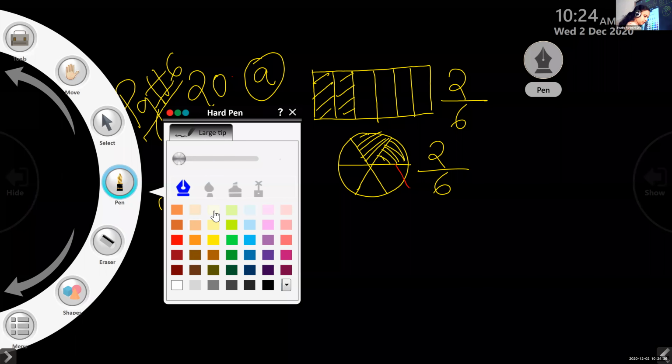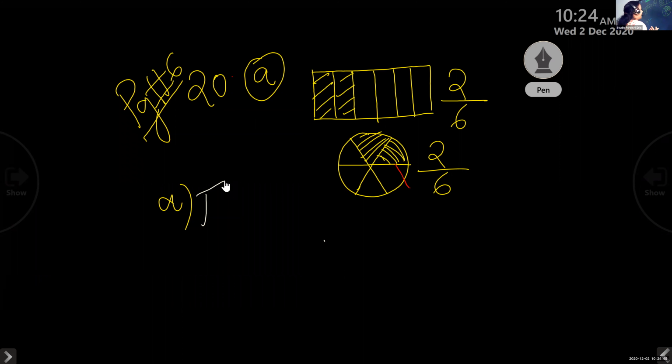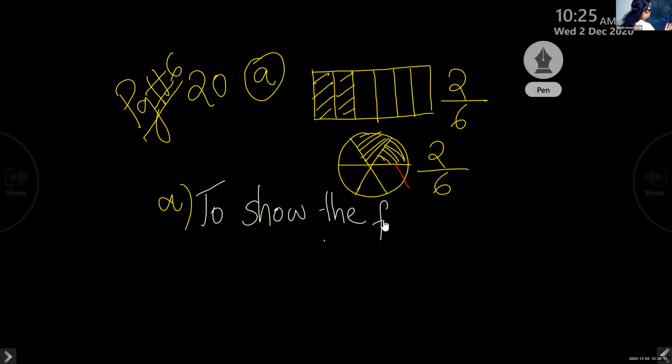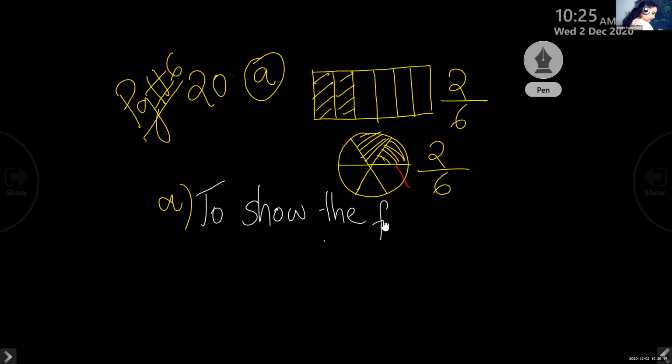To show the fraction 2 by 6, what we have done: first we have divided the figure into 6 equal parts. After that, we have shaded 2 parts. That is what we are writing now. Children, you have to write 20A and 20B. So according to the space, you have to divide and write. You have to write question number B also. So remember how you can utilize the space given.